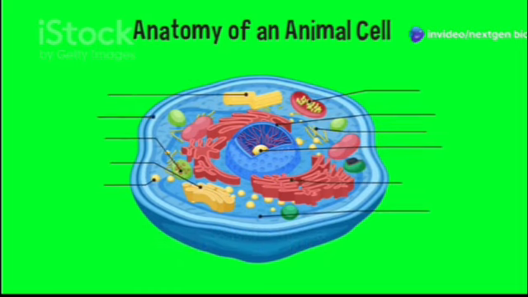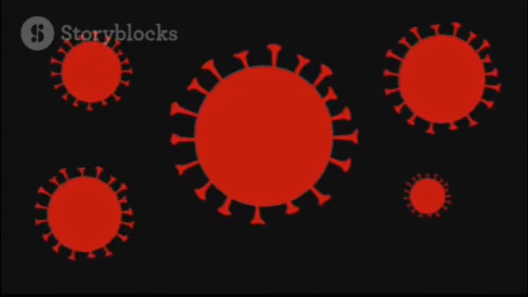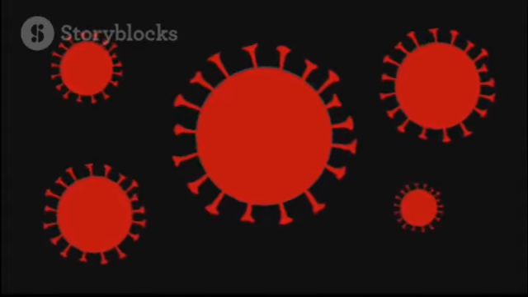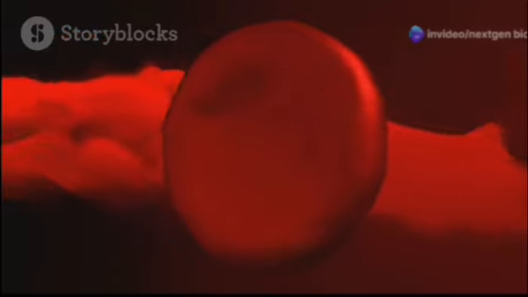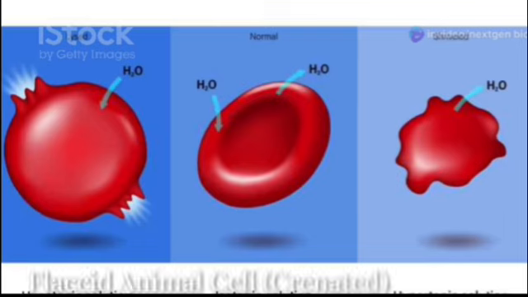In animal cells, there's no cell wall, which is quite interesting. When you place these cells in pure water, water enters quickly by osmosis. As a result, the cell swells and it may even burst. This phenomenon is known as cytolysis.